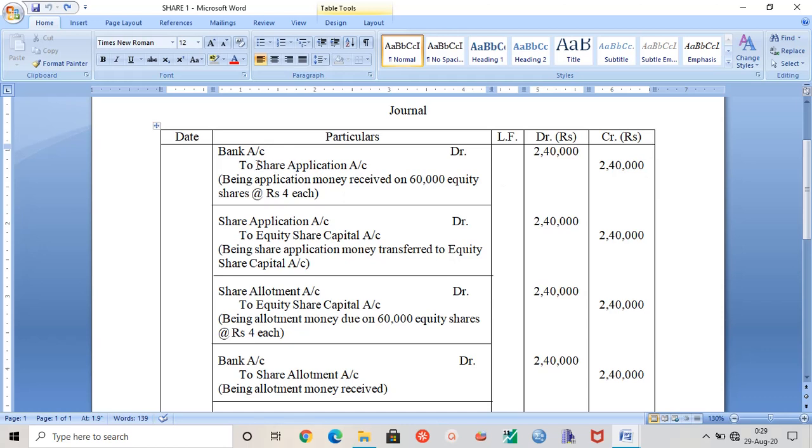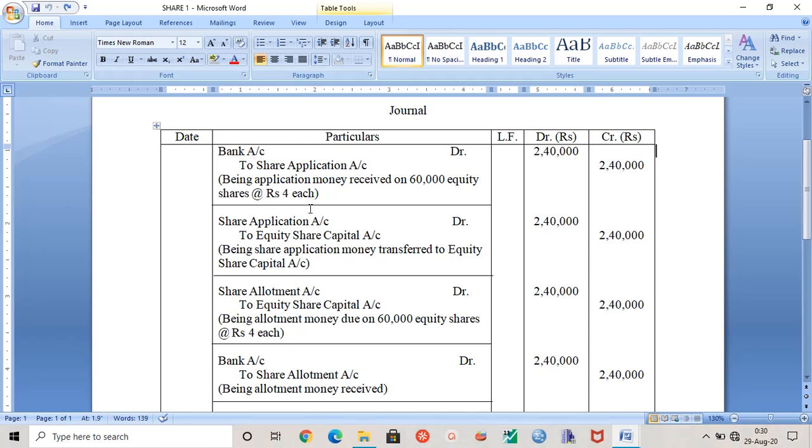Once we receive the amount, this share application money should be transferred to equity share capital account. What is the reason behind the first entry, bank account debit to share application? Whenever we sell shares to the public, we receive the money from the public through the bank. The purchase and sale of shares are done through bank only. You must have heard of a demat account, which is specifically used for trading in shares and stocks. Bank is a real account, so it follows the golden rule: debit what comes in, credit what goes out.